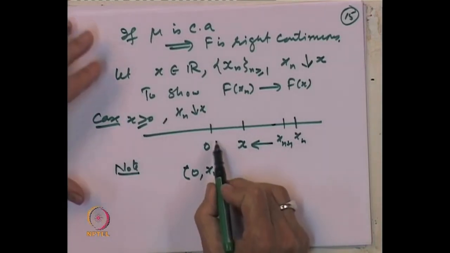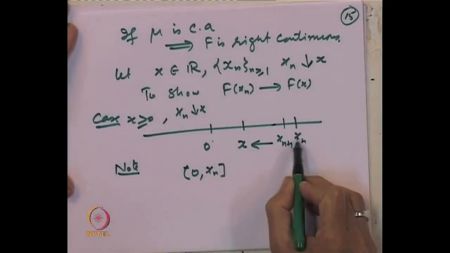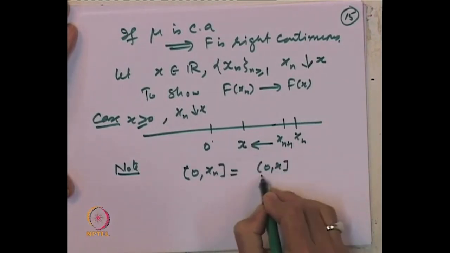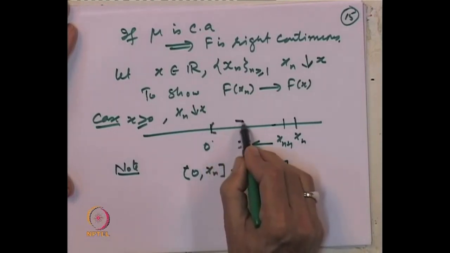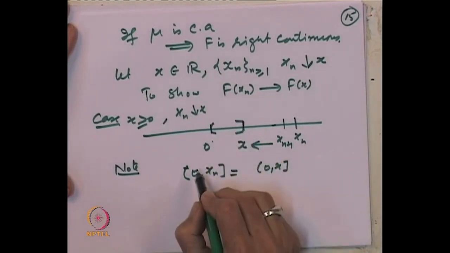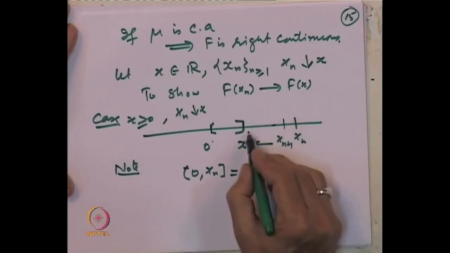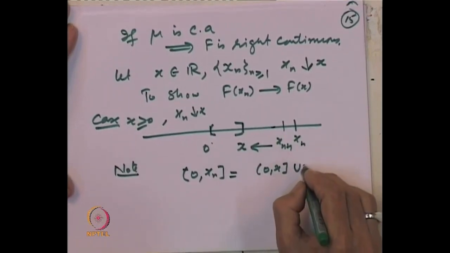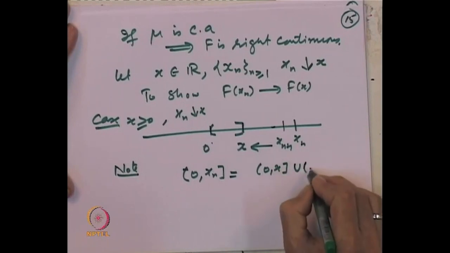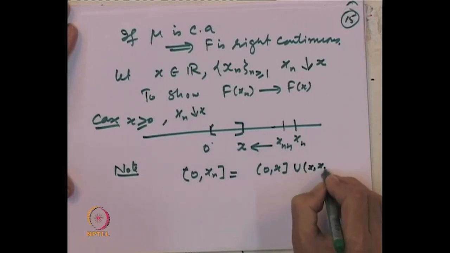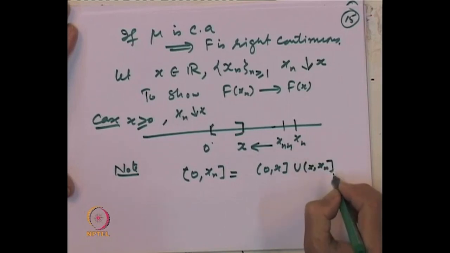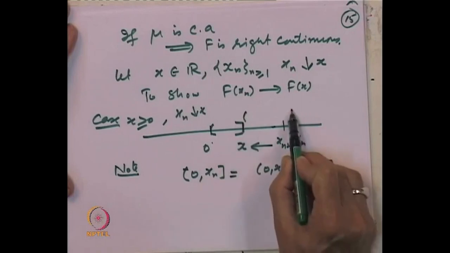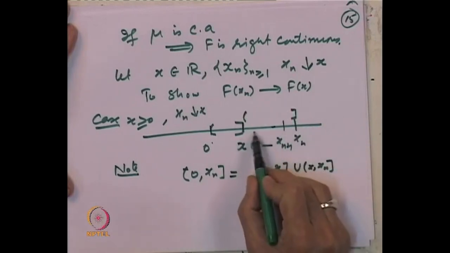So, this interval 0 to x_n, I can split it as the interval 0 to x, left open, right closed, and then union of x to x_n. Now, I want to split this portion also.